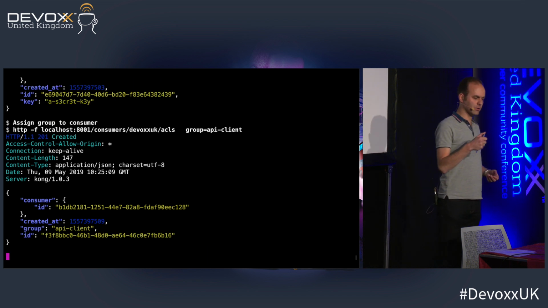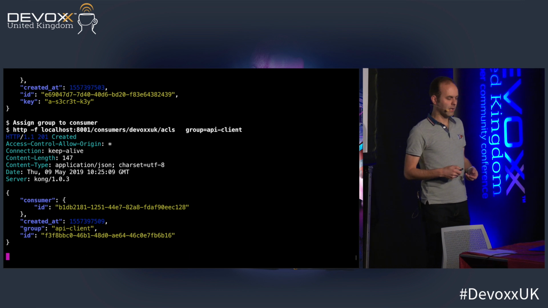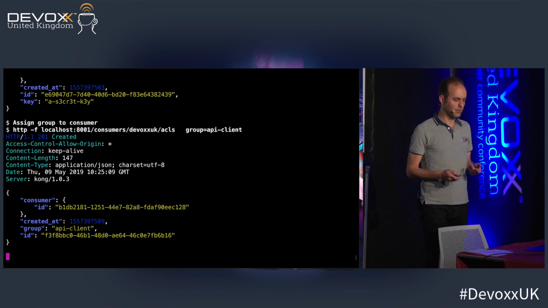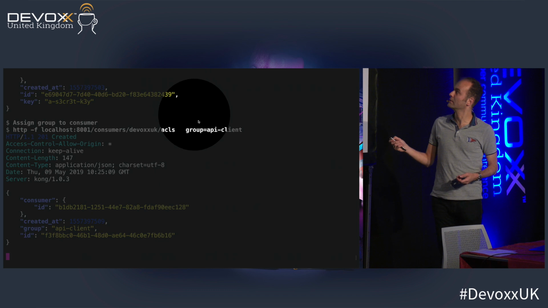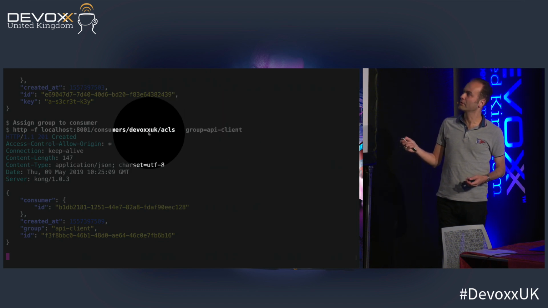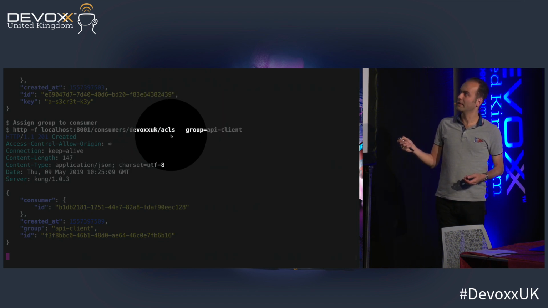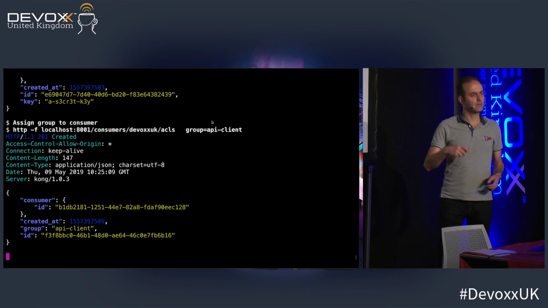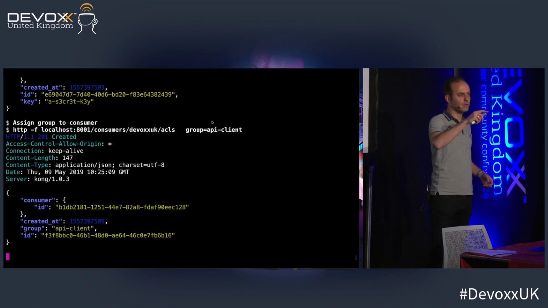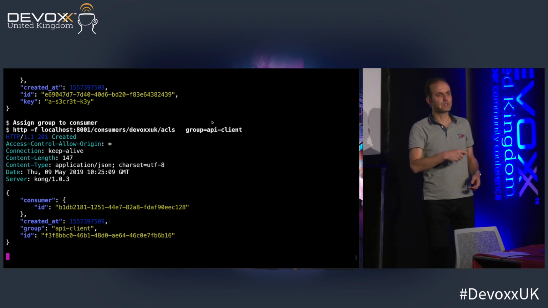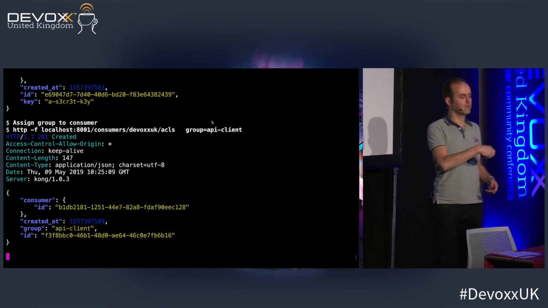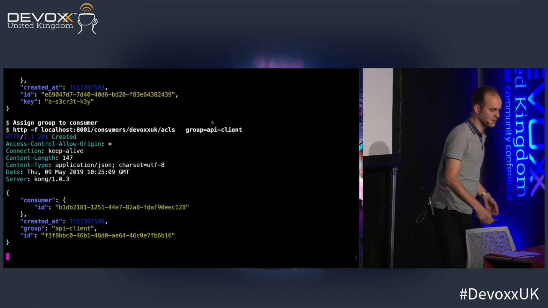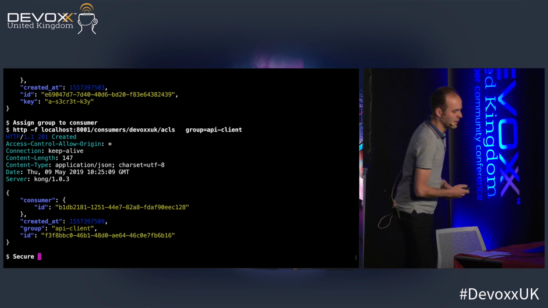And then I enable the ACL plugin and add this client to a group called API client, as we can see there. So I'm saying the DevOps UK consumer. I'm invoking the ACL plugin on the user, on the consumer. And I'm saying, okay, the group that I want to put this consumer in is API client. Remember, API client was also the role that my Java EE service requires you to have in order to invoke the endpoints. Now, Kong says this is all fine, created.